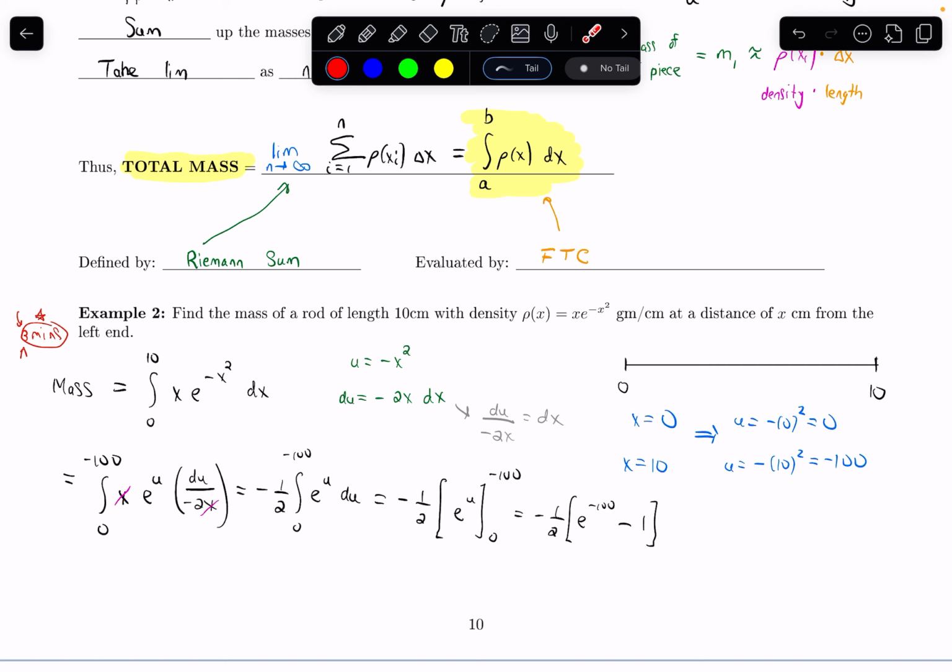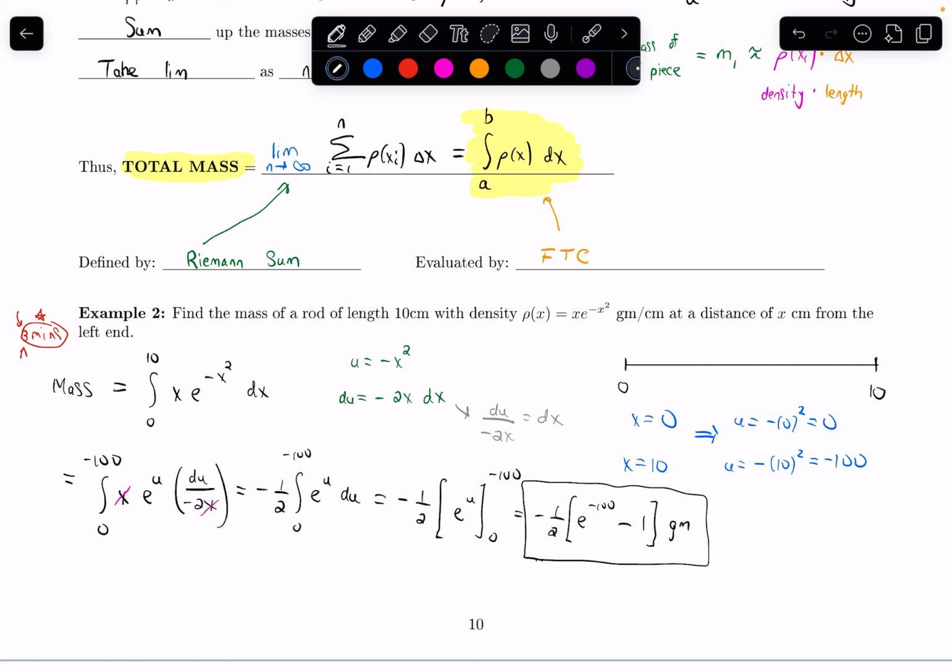One of the things you might be thinking is, wait, I thought mass can't be negative, but here I have a negative in front of this whole thing. It turns out that e to the negative 100 is smaller than 1, so this thing minus 1 is another negative number. Negative getting multiplied by this negative makes the whole thing positive. Last thing I need is units. What are the units of mass in this problem? Well, it's grams.